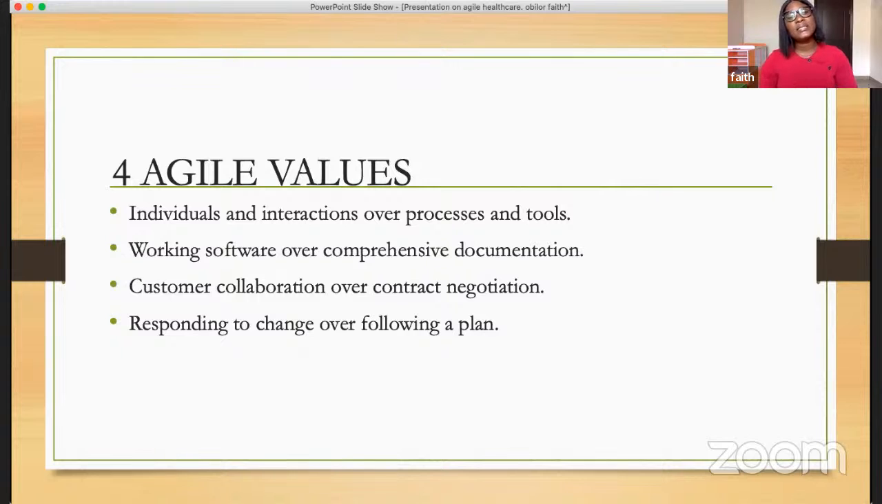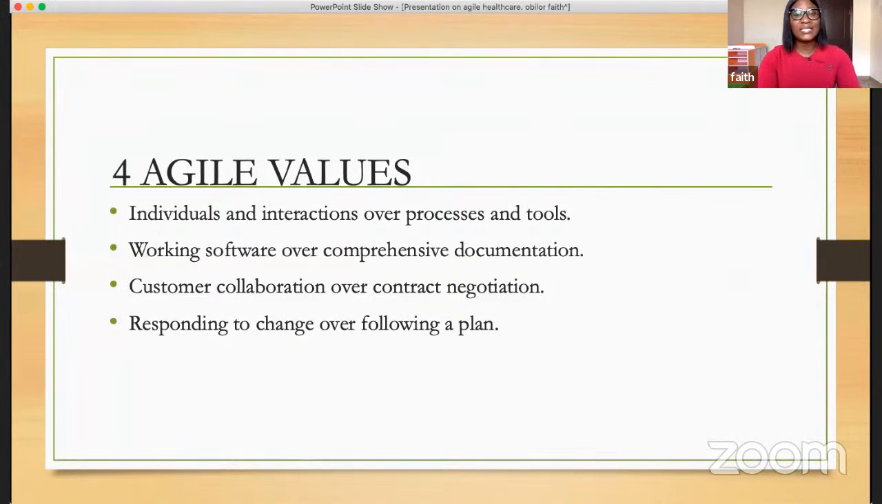In the healthcare system, we ensure that every instrument, every machine is in place and is being used effectively for this patient, like carrying out vital signs and catheterization and the rest, not just going in and documenting what is actually being done. So we have customer collaboration over contract negotiation. When a patient comes in, we establish a patient-nurse relationship basically, and not just getting the money.